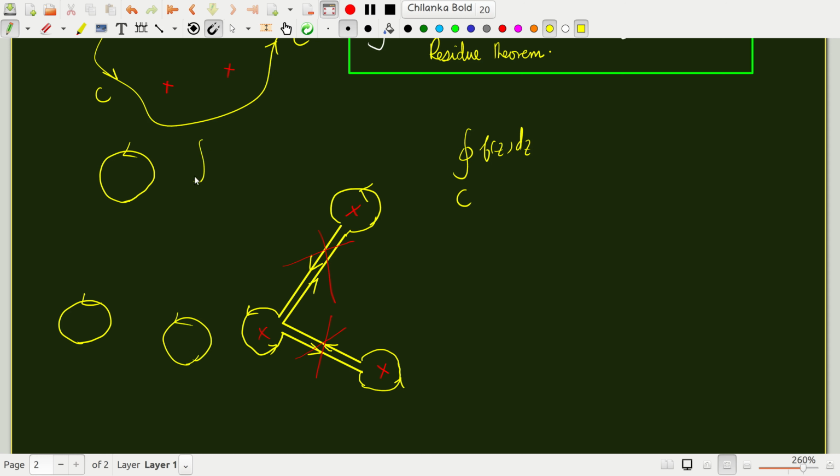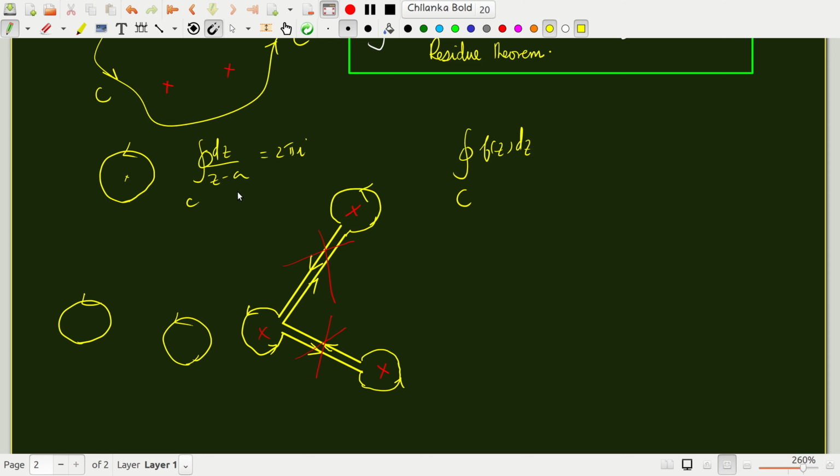These are of the form dz by z minus a integral over that particular pole. This is just nothing but 2 pi i. Each of these circles will give you a 2 pi i. Okay, and here of course we don't just have dz by z minus a.